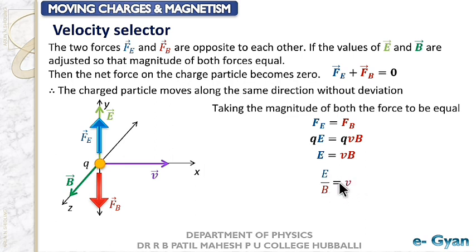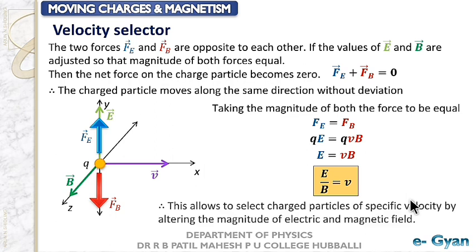So the velocity will be selected based on the value of electric field and magnetic field. This is the technique of a velocity selector. This is the way we can select a charged particle to come out of a region having a specific velocity.